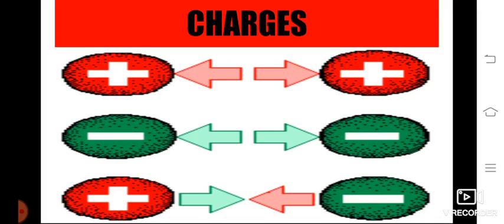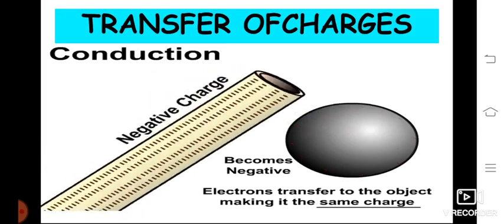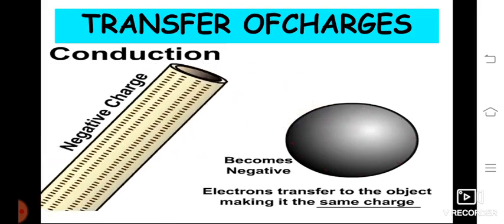But the final thing, one positive, one negative, that is opposite charges. Opposite charges always attract towards each other. That's why in electricity, these positive and negative charges together are conducting electricity. The transfer of charges, that is electricity.